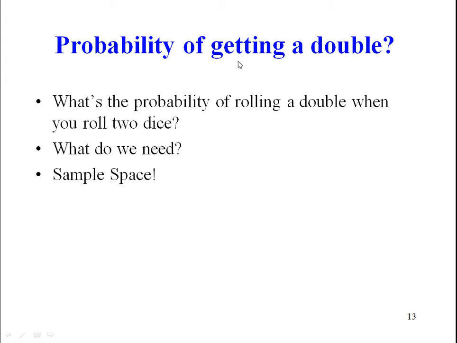Okay, so what's the probability of getting a double when you roll a pair of dice? What do we need? We need a sample space. So let's have a sample space. The first roll has 6 possible outcomes, the second roll has 6 possible outcomes, and any combination is fair. So we can multiply those together, and there should be 6 times 6, or 36 elements in the sample space, and here it is.